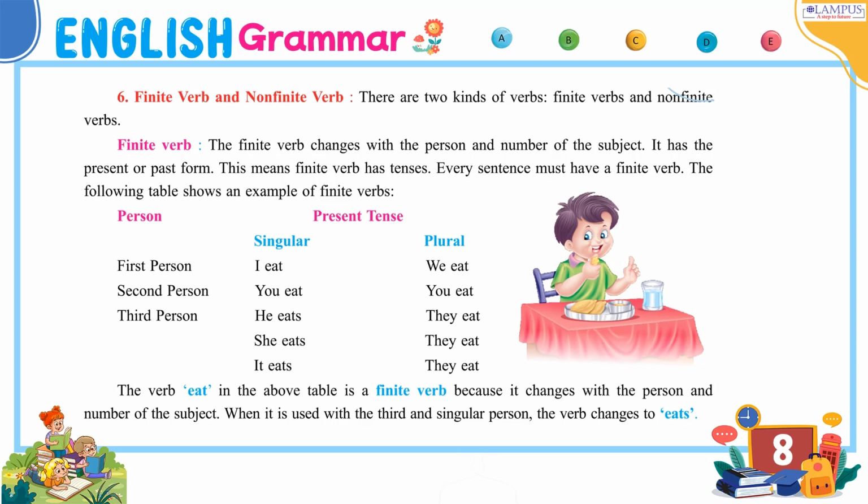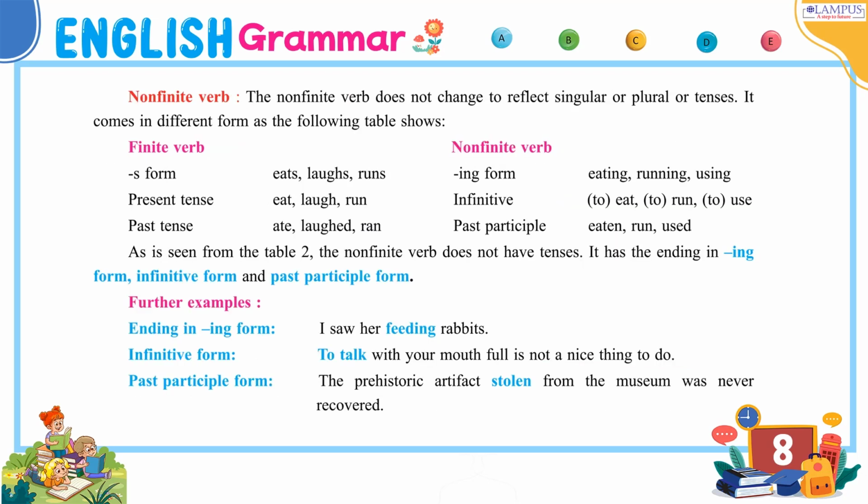The following table shows an example of finite verbs. Person. Present tense. Singular. Plural. First person. I eat. We eat. Second person. You eat. You eat. Third person. He eats. She eats. It eats. They eat. The verb, eat, in the above table is a finite verb because it changes with the person and number of the subject. When it is used with the third person singular, the verb changes to eats.